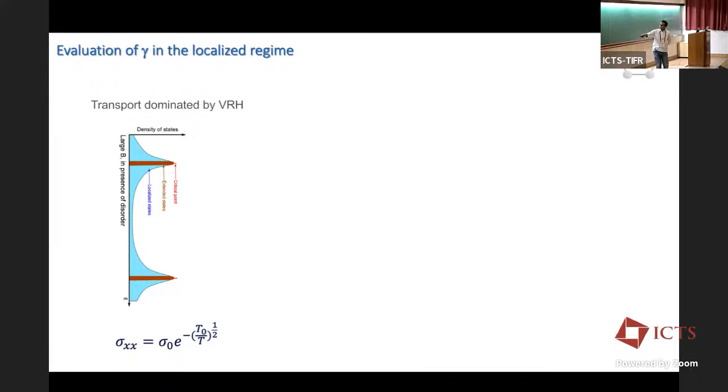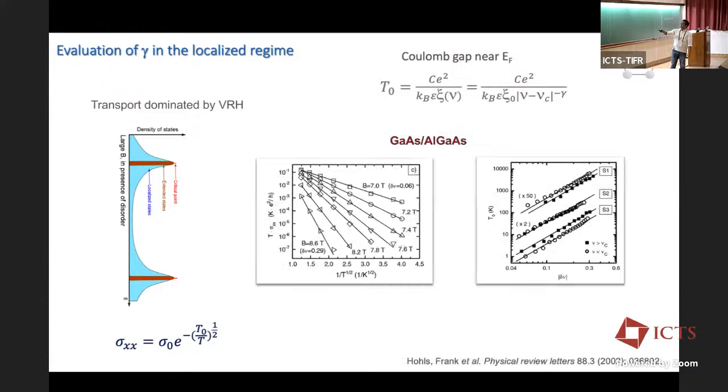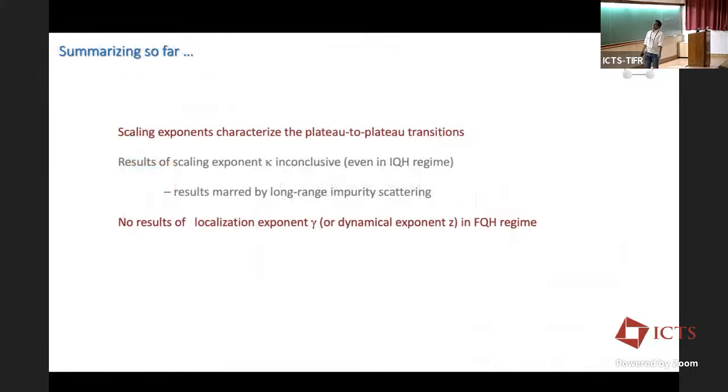So you calculate this conductance. In the variable range hopping of the ES type, there is a Coulomb gap near the Fermi energy, a soft gap. The gap depends on the value of gamma. So if you can measure the conductance, you measure the energy gap, and you can extract gamma from there. And people have done this in gallium arsenide, and you get gamma equal to 2.3, in agreement with simulations.